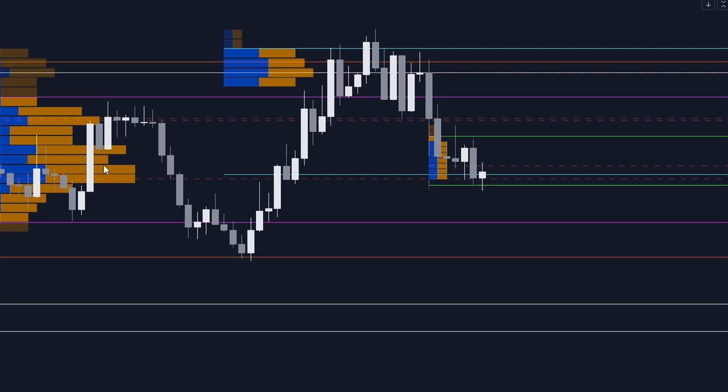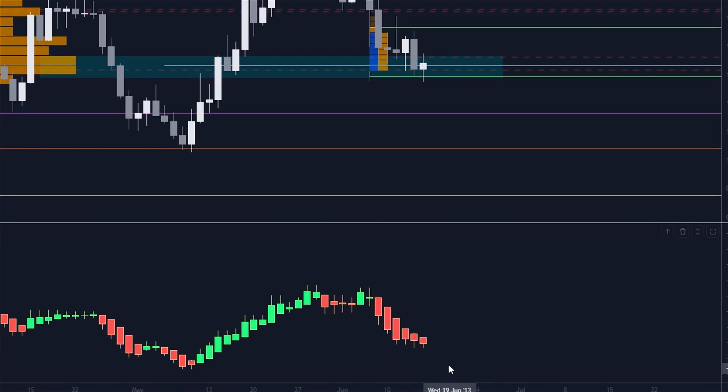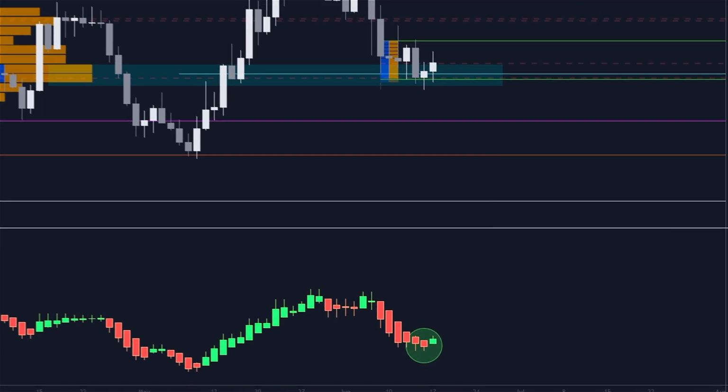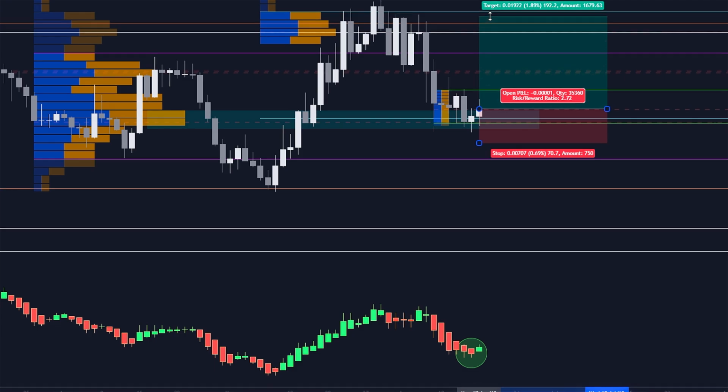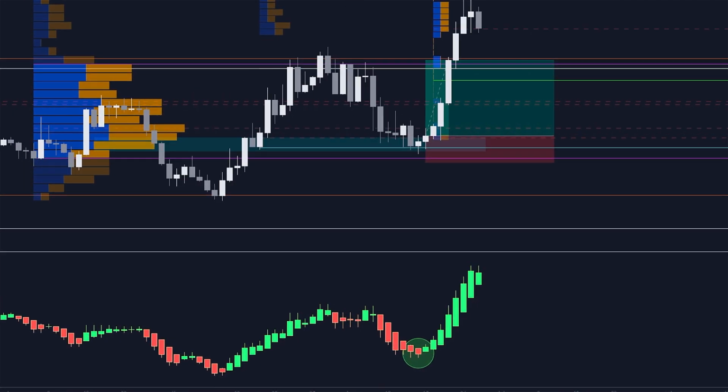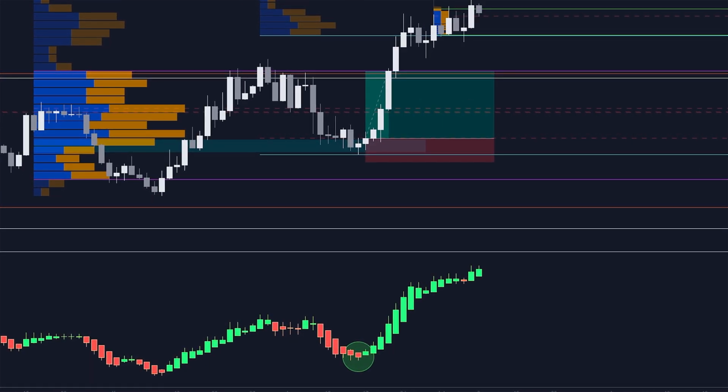Here we have a support zone identified by the volume profile fixed range, which shows that the price is interacting in a high volume zone, suggesting a possible accumulation or distribution. The important thing here is to watch the behavior of the CDV candles. If you are in a support zone and the candlestick color changes from red to green, this indicates that buyers are beginning to absorb selling pressure. This color change can be a signal to go long.